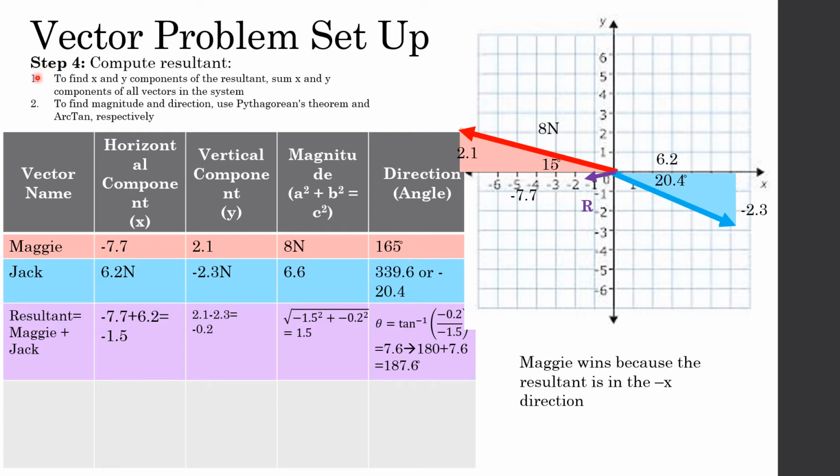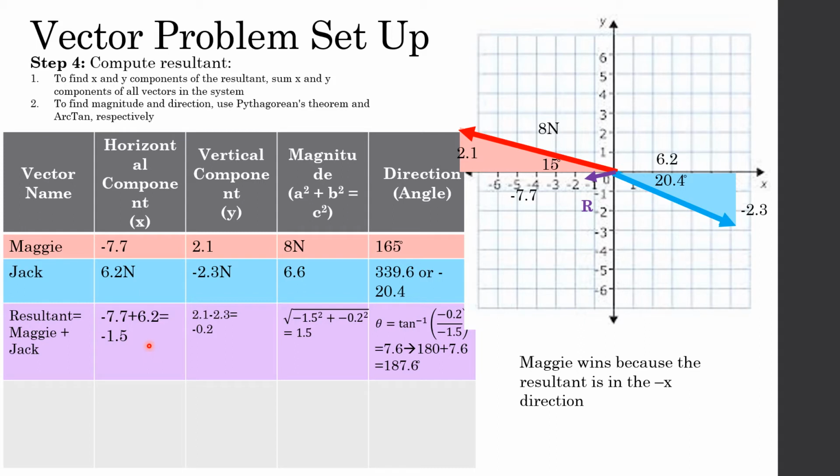But if you come up here and you look at step 4, how we're going to compute the resultant. To find the x and y components, we want to sum up the x and y components for our forces. So that's going to be from Maggie and Jack. Then we're going to want to find the magnitude and direction. And to do that, we use Pythagorean's theorem and arctangent respectively. All right, so let's get started.